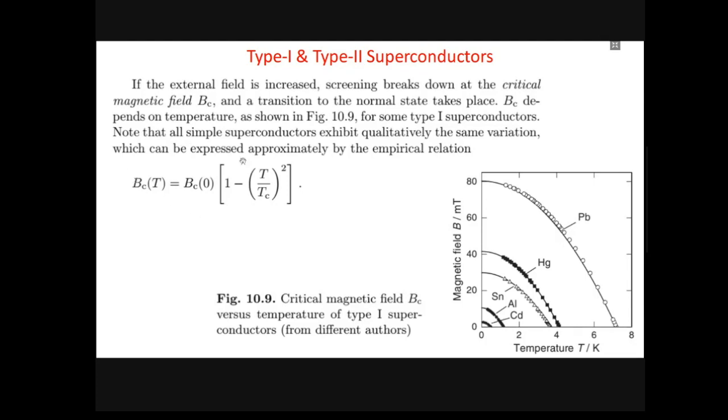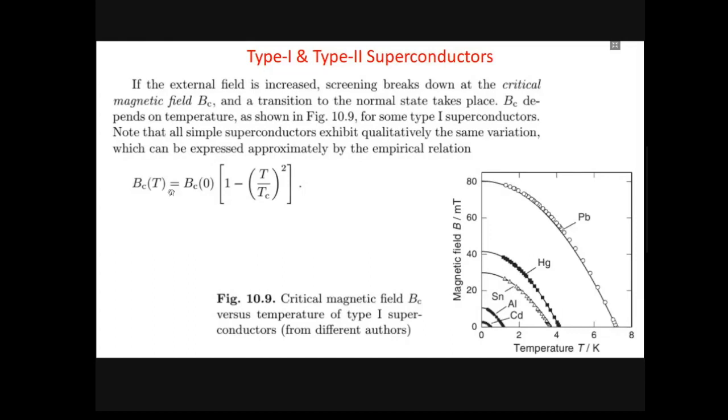Note that all the simple superconductors exhibit qualitatively the same variations, which can be expressed approximately by the empirical relation. This is the relation: Bc(T) = Bc(0) [1 - (T/Tc)^2]. Here Bc(T) is the critical field as a function of temperature, and Bc(0) is the critical field at zero temperature, and it varies with temperature as 1 minus T by Tc squared. This is how your critical field will be dictated.